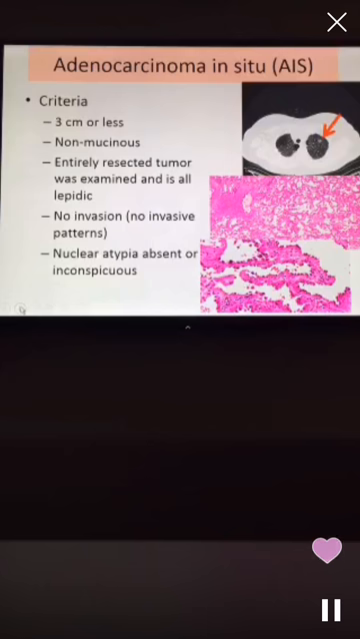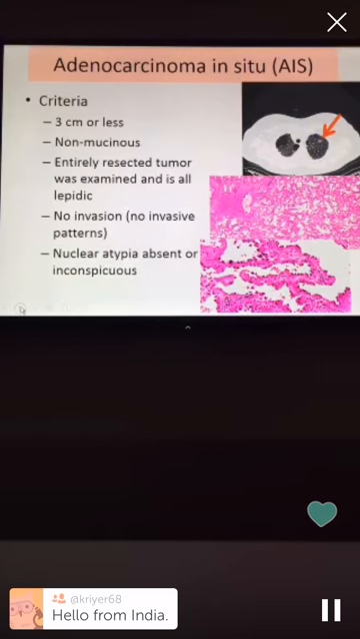It has to be entirely submitted, which is like a 2 centimeter tumor, probably takes a couple of sections. And you have to show that the entire tumor is lipidic. There should be no invasive patterns. In other words, if there's even a little bit of micropapillary growth or papillary, that's not AIS. That's an exclusion criterion. And finally, the WHO added this after 2011, that nuclear atypia should be absent or inconspicuous.